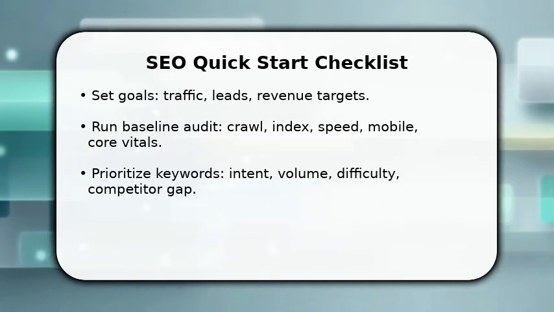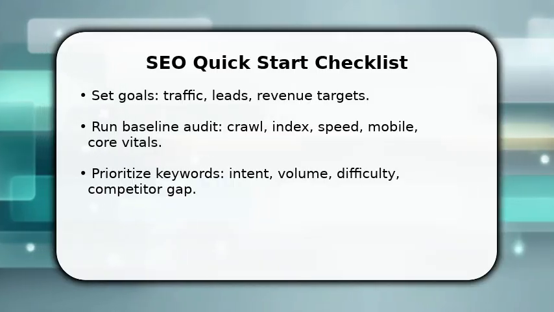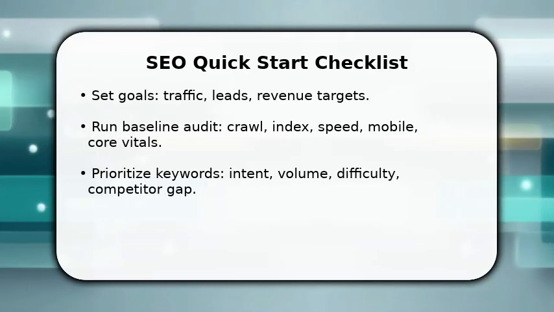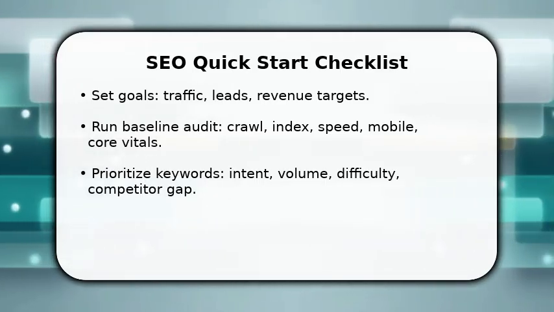Next, prioritize keywords by search intent, volume, and difficulty, then map them to pages. Make sure to create an initial action list with 1-3 quick wins. These are the foundation you'll iterate from.